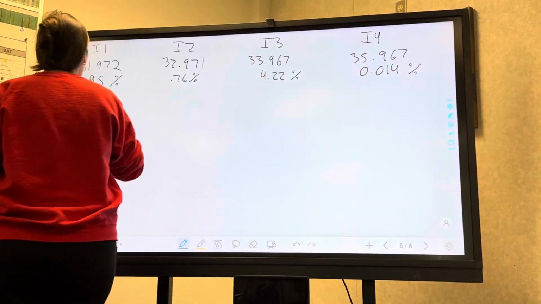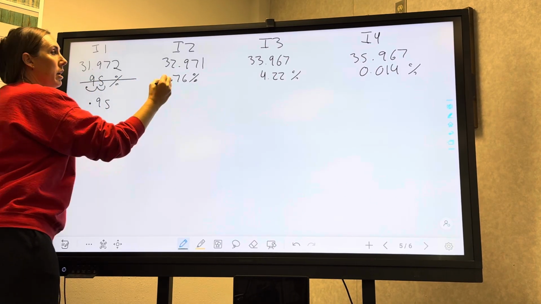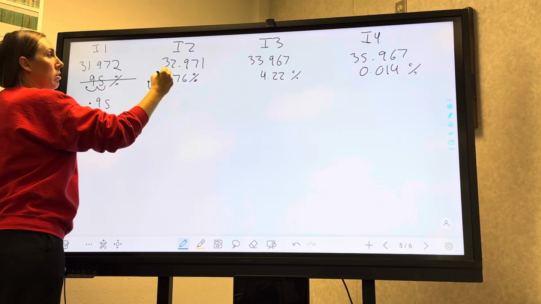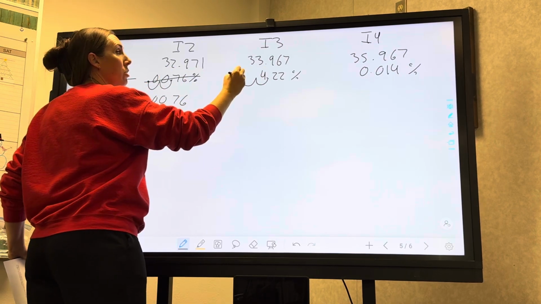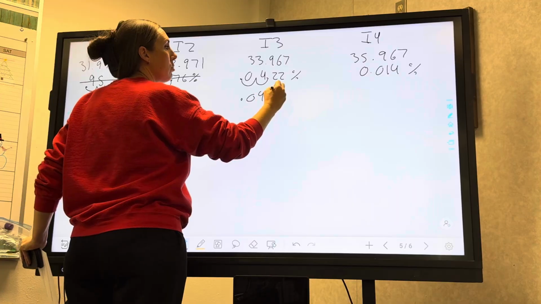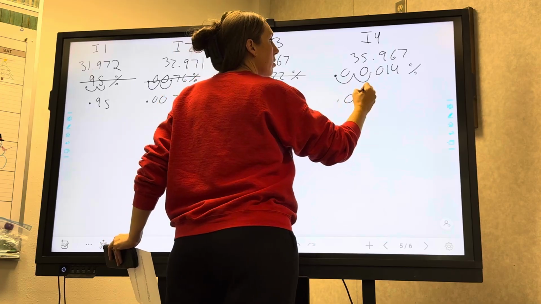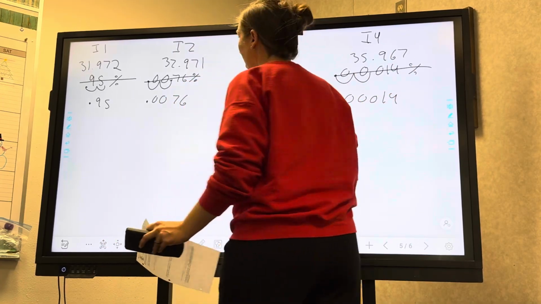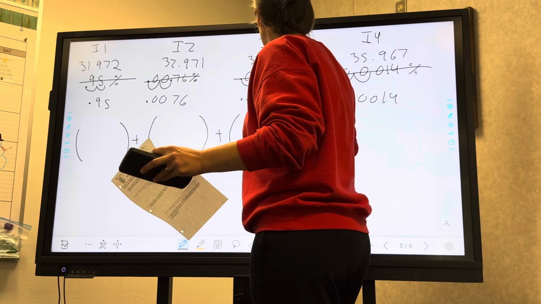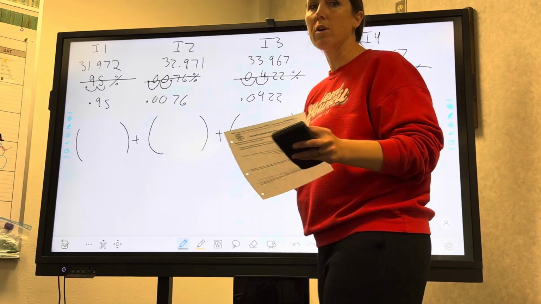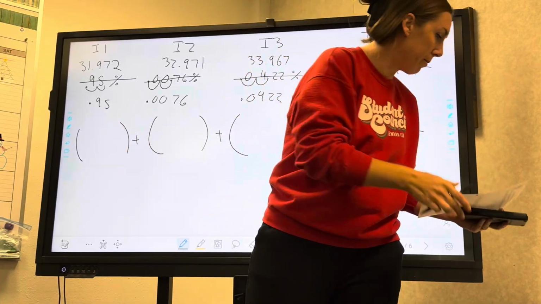Ready? Over 2, 1, 2, so this just becomes 0.95, easy peasy. Okay, over 2, 1, 2, this becomes 0.0076, good. 1, 2, 0.0422. 1, 2, 0.00014. Okay, I think we've done this enough to where you know what I have to do. Multiply the mass times the percentage. So let's do it.